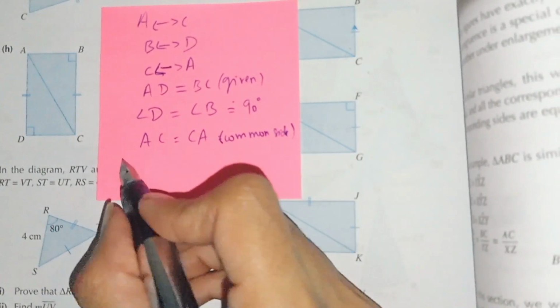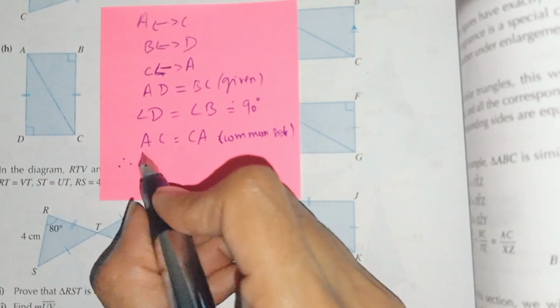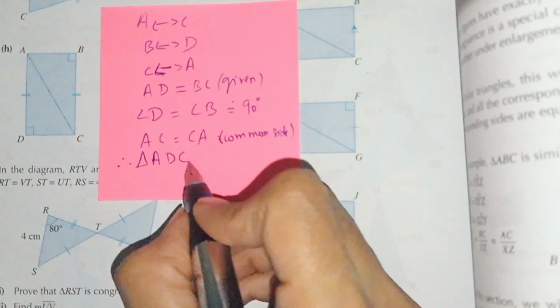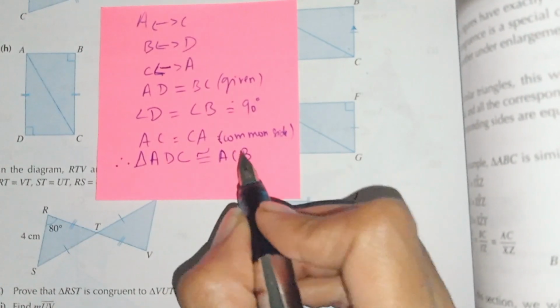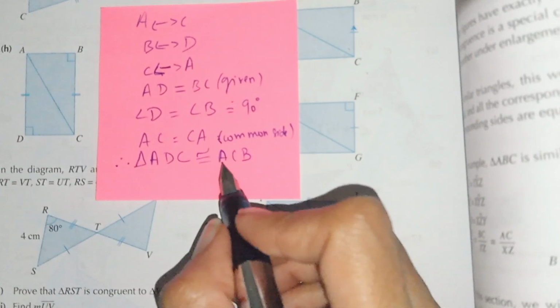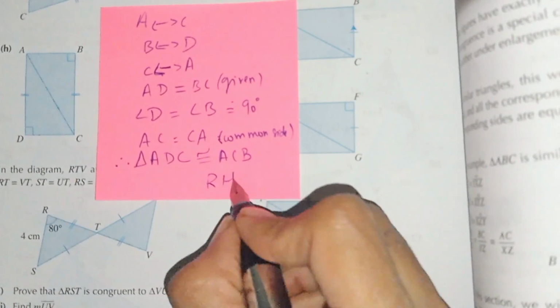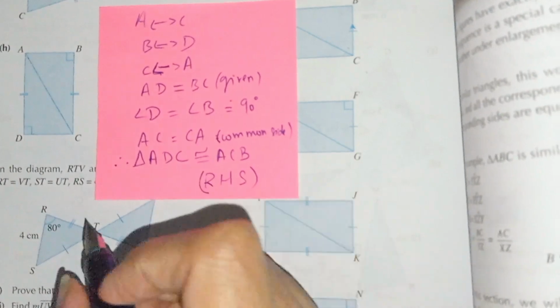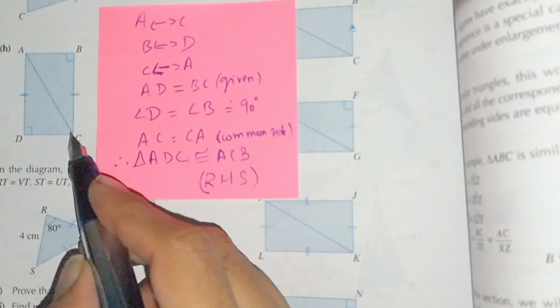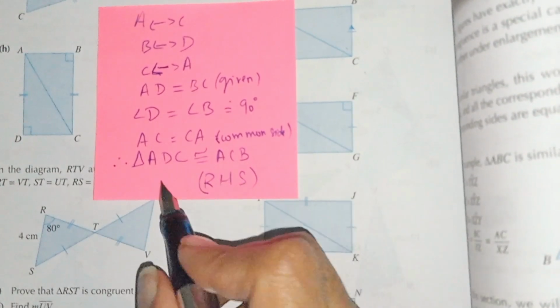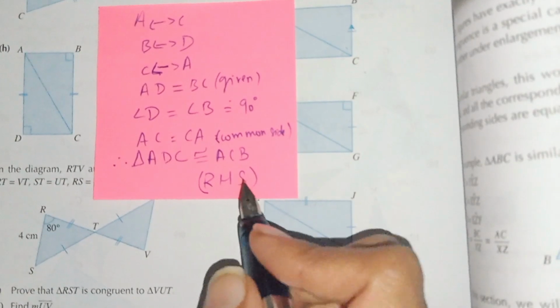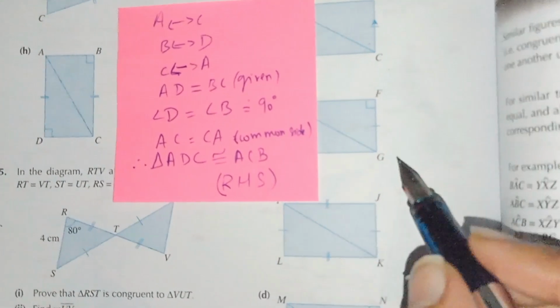And now this proves that triangle ADC is congruent to triangle ACB. And which test is applied on it? Right angle, hypotenuse, and side test. That is, right angle, hypotenuse, and one side are equal in these triangles. That's why both triangles are congruent to each other. And now students, question number 4 is solved. Now students, question number 5.